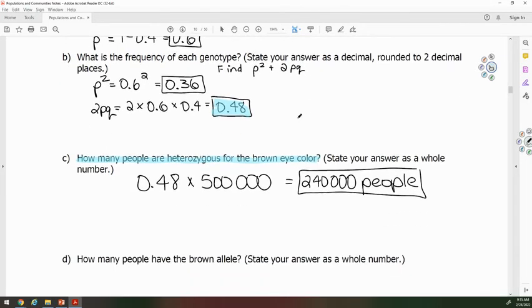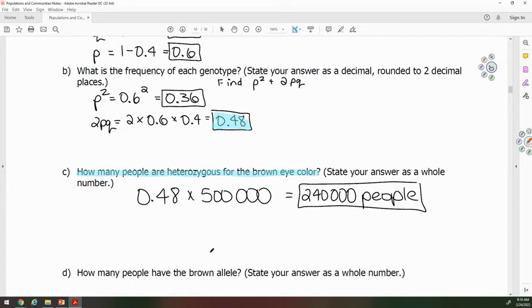Next, how many people have the brown allele? Now it's tempting to use the letter p, which represents the brown allele, to solve this problem, but when they ask how many, they're talking about genotypes, because in order to have brown eyes, an individual has to have the genotype for brown eyes. Because it's the dominant trait, we are talking about p squared and 2pq.